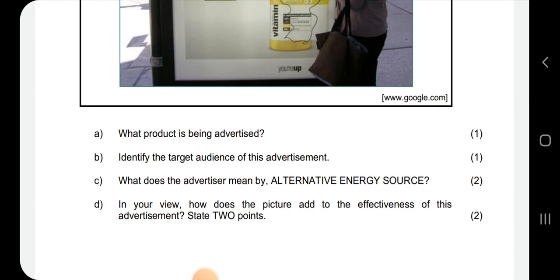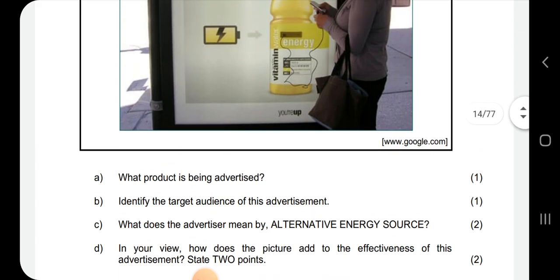And then what does the advertiser mean by alternative energy source? Alternative is different, okay? When you have alternatives is when you have options. So what does this mean by alternative energy source? It can mean that this is the other way to gain energy, okay? An alternative energy source. This is another way in which you can get energy by drinking this vitamin water.